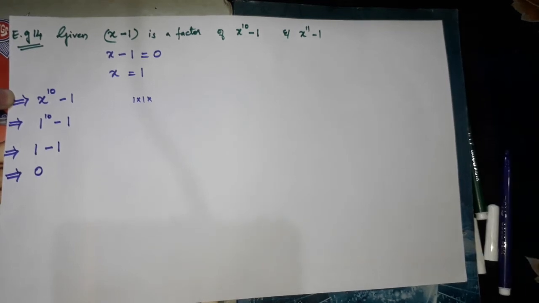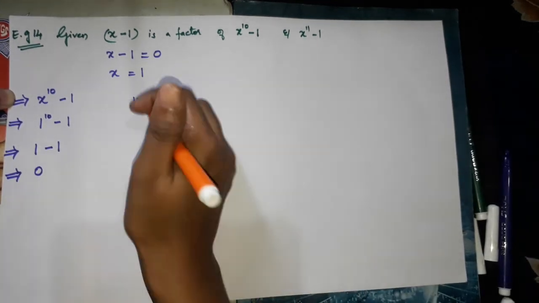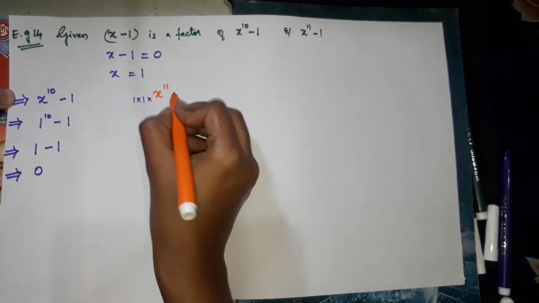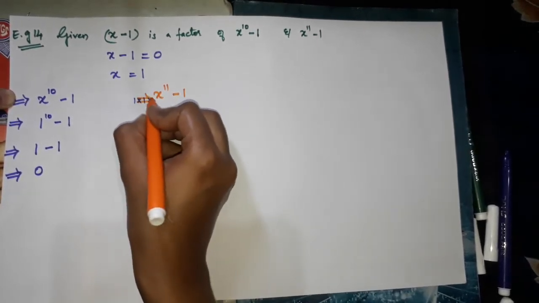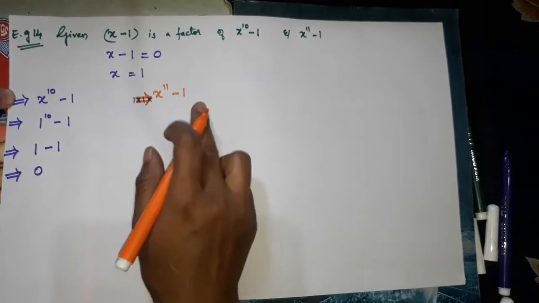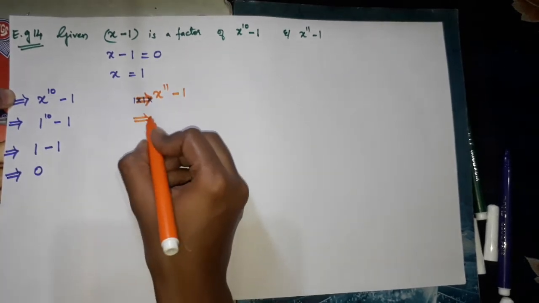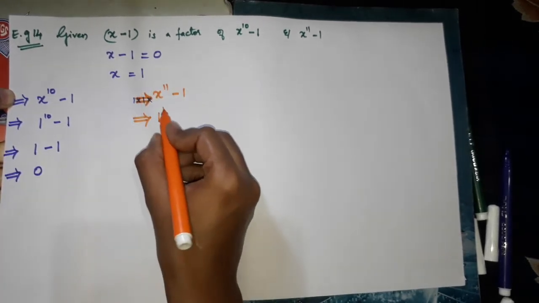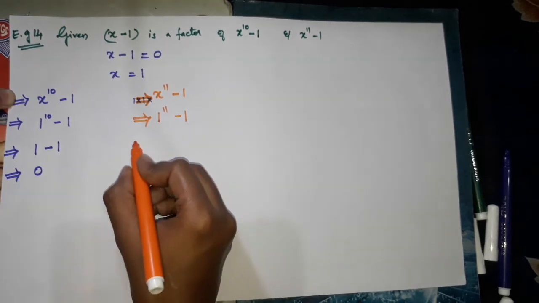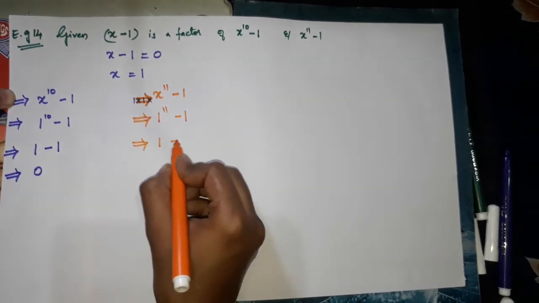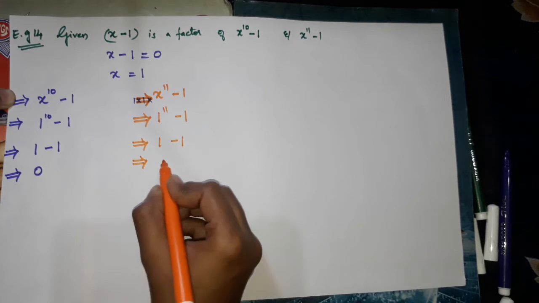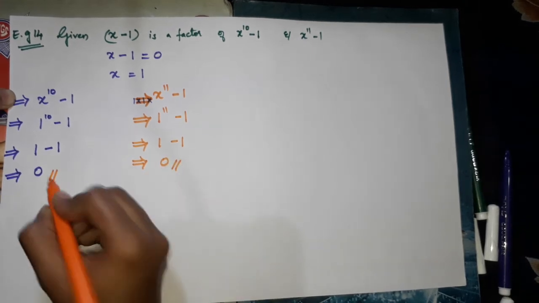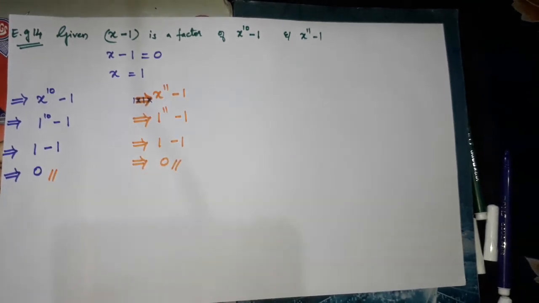Next, x power 11 minus 1. X power 11 minus 1. Now x is what? Same 1. 1 power 11 minus 1. That is nothing but again 1 minus 1. 1 minus 1 is 0. That's it, children.